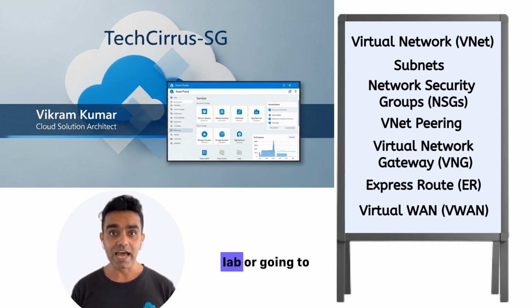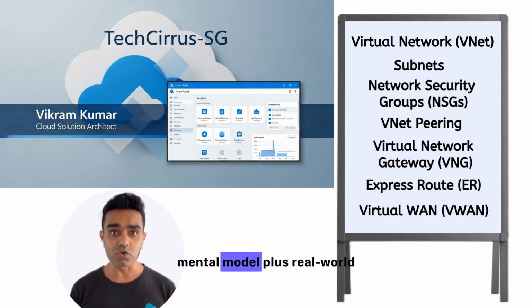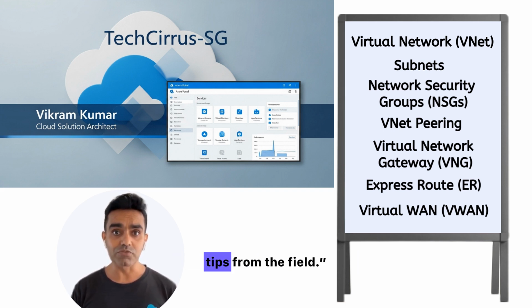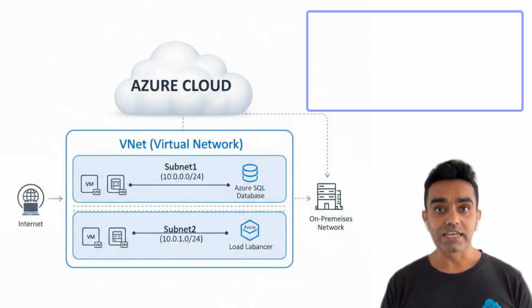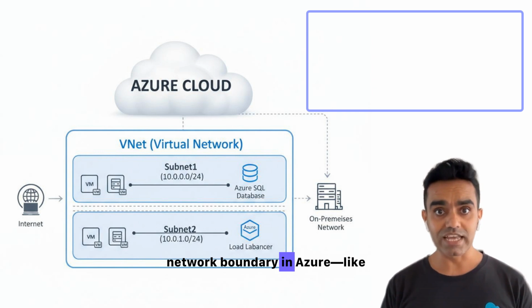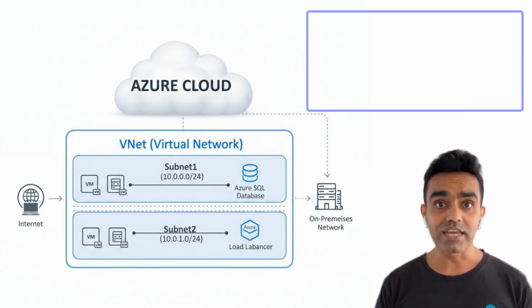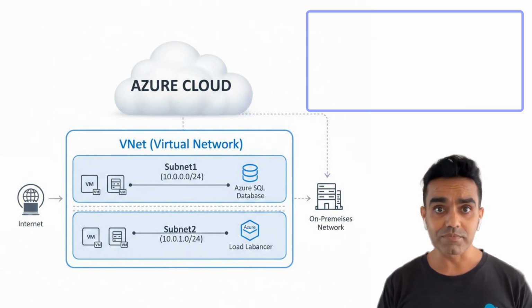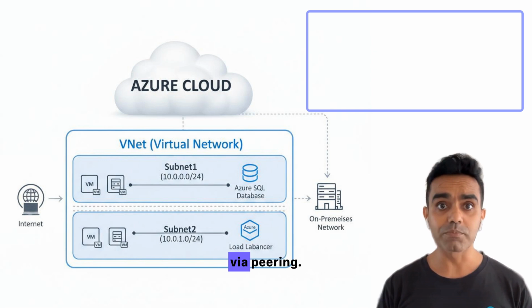Whether you're building a lab or going to production, this video will give you a clean mental model plus real-world tips from the field. Let's start with virtual network, or say VNet. It is your private network boundary in Azure, like your own data center in the cloud. You assign an IP address space using CIDR, deploy resources inside it, and control connectivity. VNets are region-scoped but can connect across regions via peering.